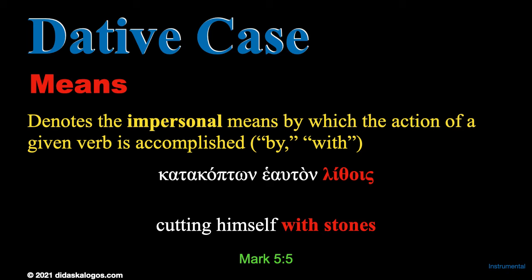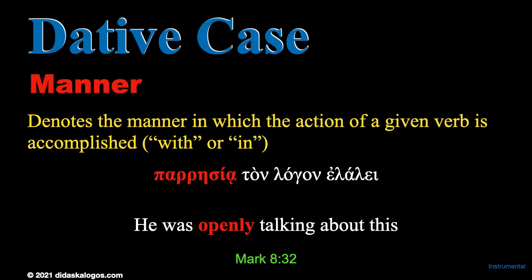The instrumental use of the dative: the first is the dative of means. It denotes the impersonal means by which the action of a verb is accomplished, by or with. Katakopton heauton lithois, cutting himself with stones. So lithois is the instrument or the means by which he cut himself.